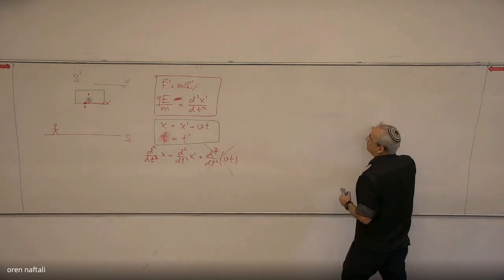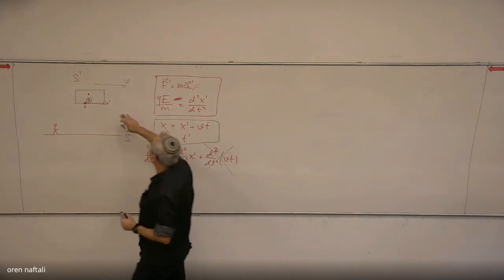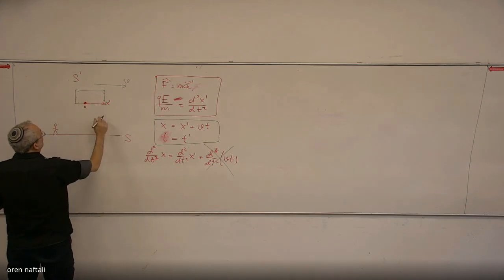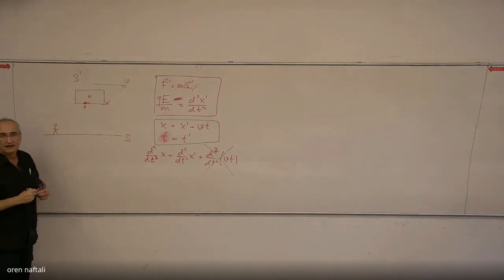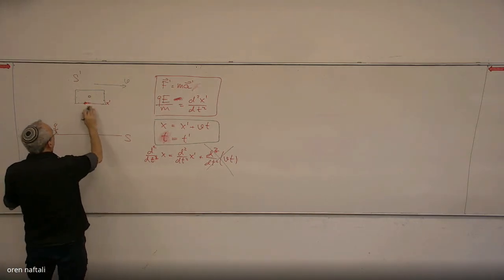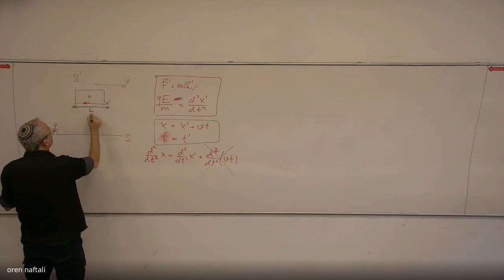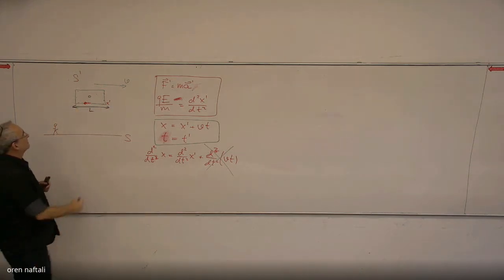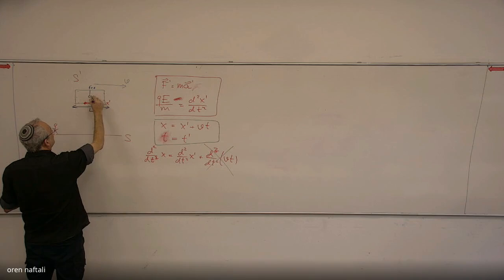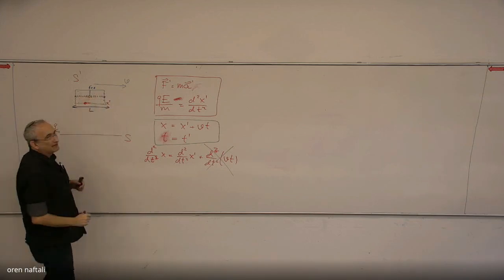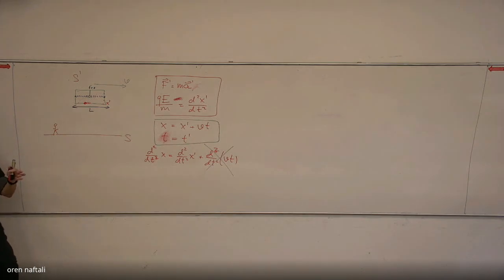First of all, we can go back now to our system S and S prime. Suppose that there is a light bulb here, and that the length of this spaceship is L. At time t equals 0, t prime equals 0, the light bulb lights, and then there is a light ray going to this place and to this place. The light bulb is exactly in the middle of the car.